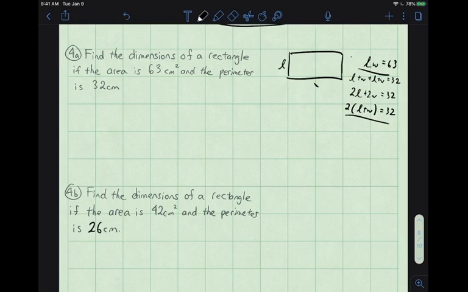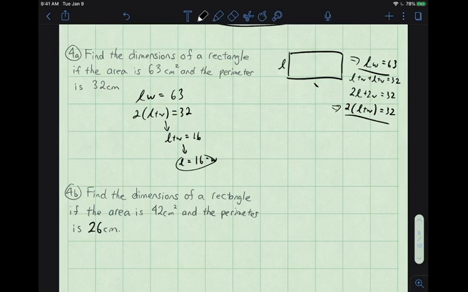Now we have two equations with two unknowns that I'll rewrite over here. So we can solve, but we're going to have to use some handy substitution. So we're going to transform this equation, divide both sides by 2 to get this. Solve for either L or W. In this case, let's solve for L equals 16 minus W.